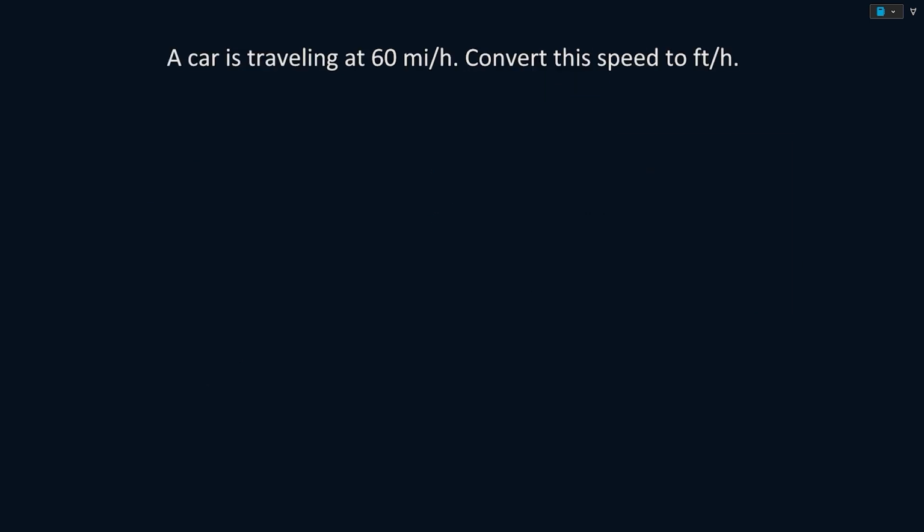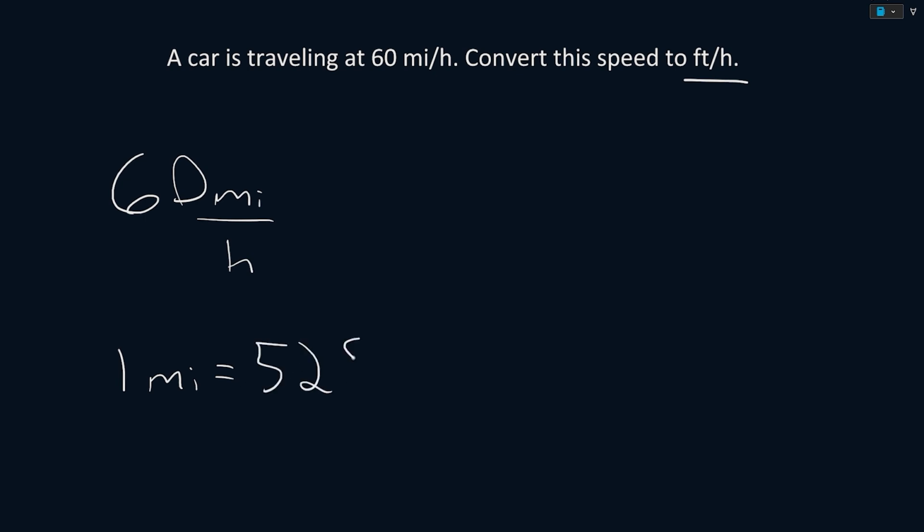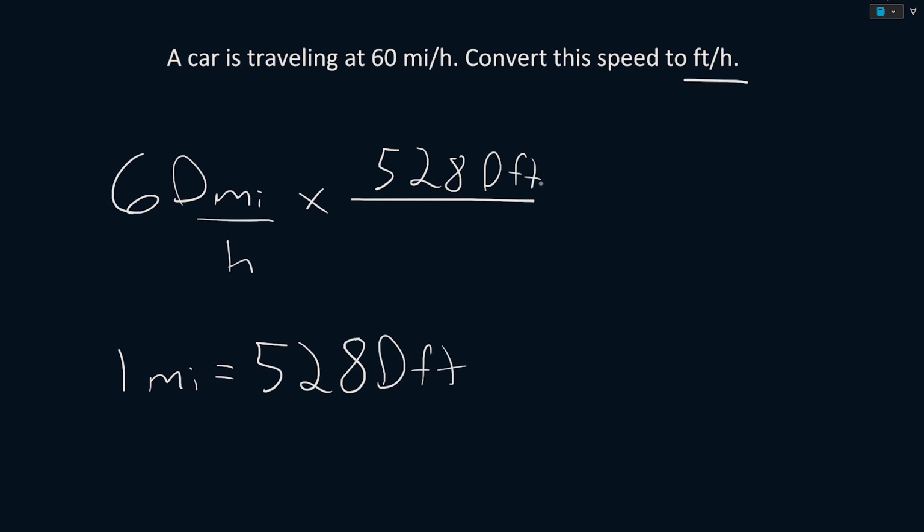A car is traveling at 60 miles an hour. Convert this speed to feet per hour. We were given 60 miles per hour, and we want to convert to feet per hour. We know that 1 mile is equivalent to 5,280 feet. So to convert from miles to feet, we multiply through our conversion factor of 5,280 feet for 1 mile.